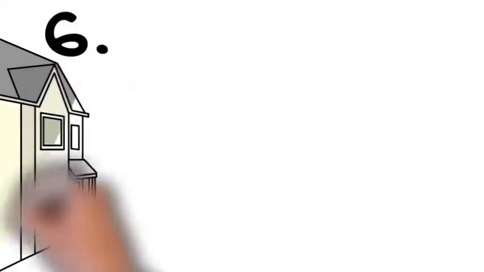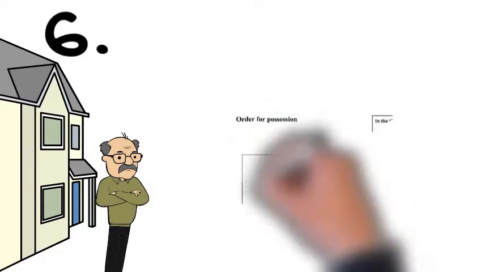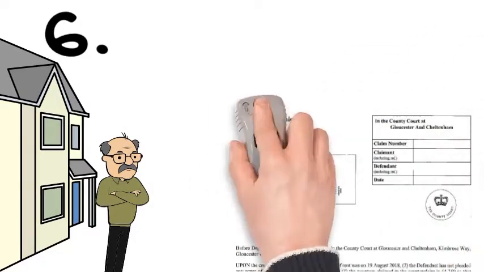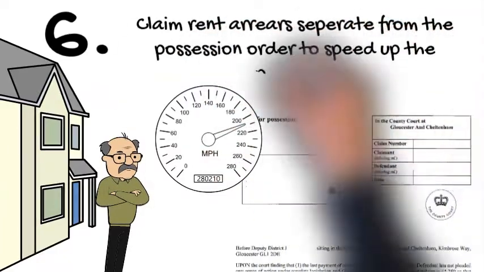Number 6, when the notice expires, if they do not leave, you can apply to the court for a possession order. You can apply for an accelerated possession order, which may be a bit quicker if you're not claiming rent arrears. You could then make a separate claim for the rent arrears through the county court.